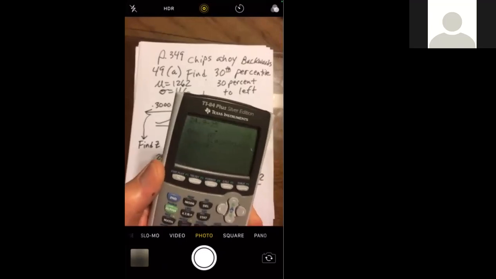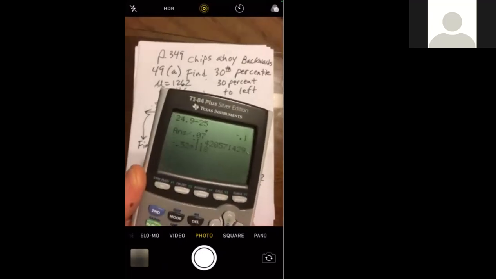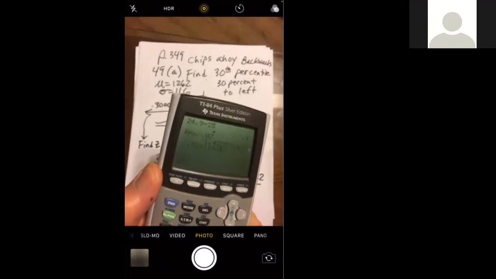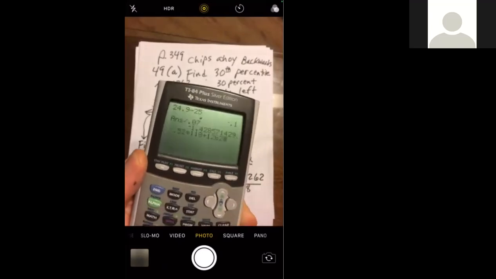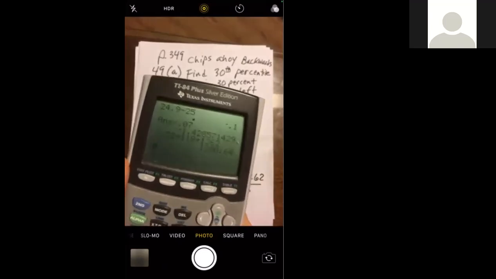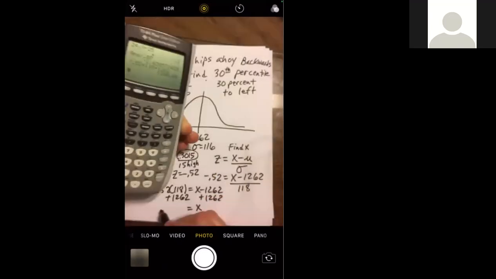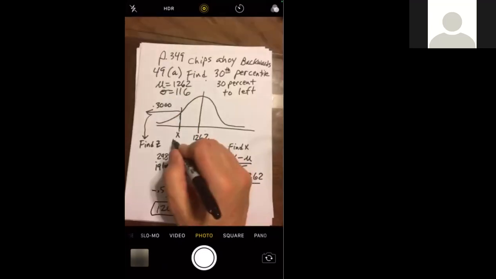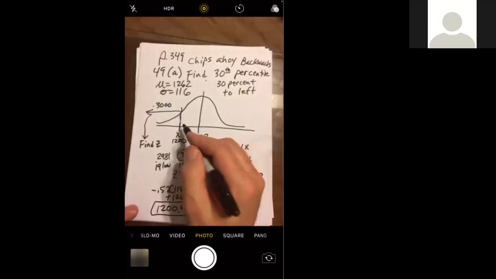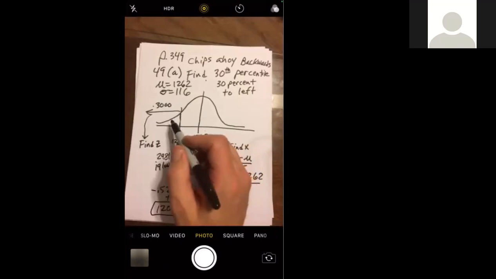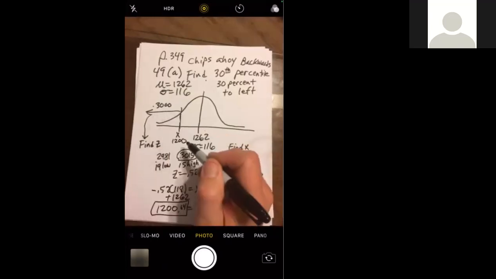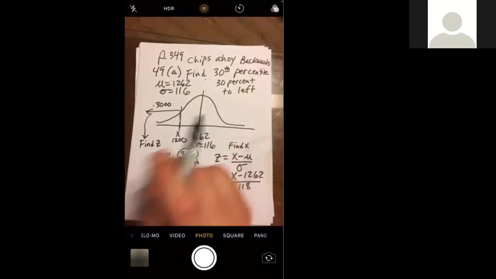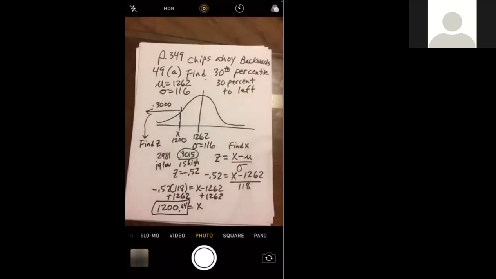Two times my 118 and add the 1262. 1200.64. At 1200 chocolate chips, I've got 30% of the bags will have fewer chocolate chips. It's called the 30th percentile.